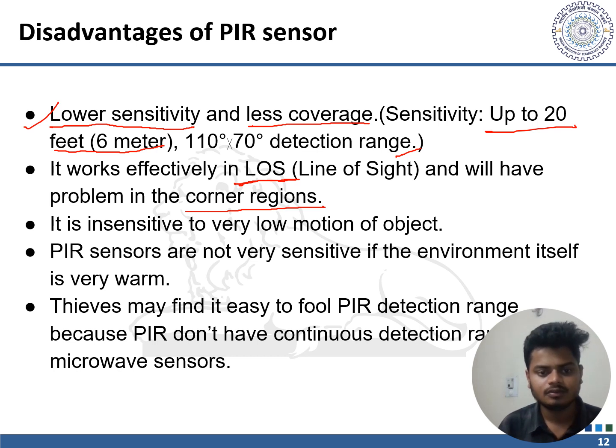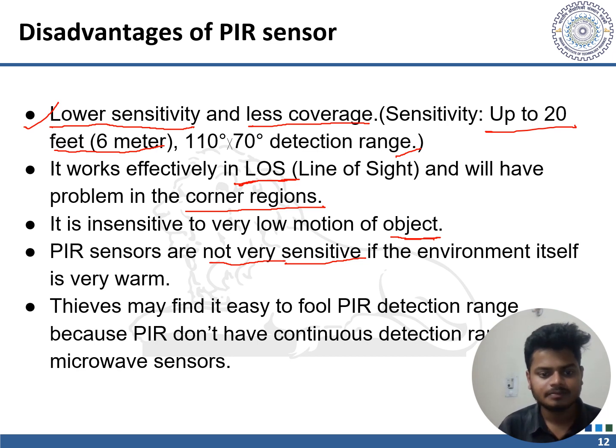It is insensitive to detect very low motion object, because when a body is moving with a very small velocity, we cannot detect it using the PIR sensor. PIR sensors are not very sensitive if the environment itself is very warm. Like if you are using PIR sensor in a warm environment, then it will be very less sensitive.